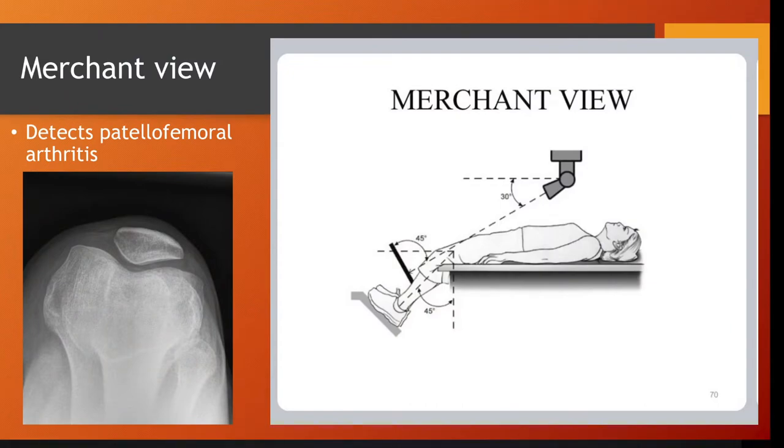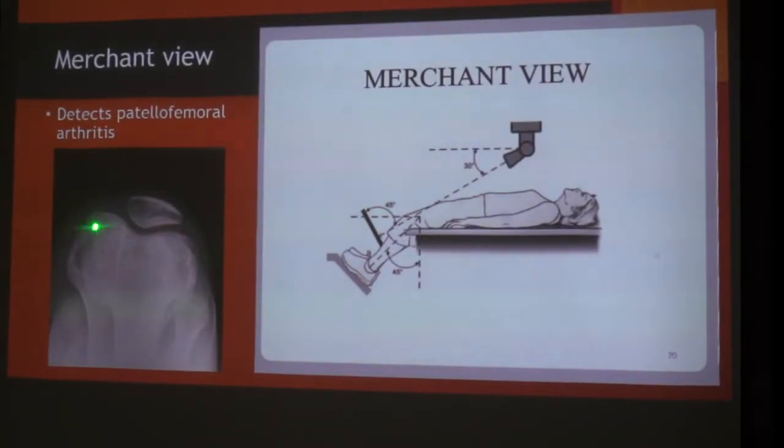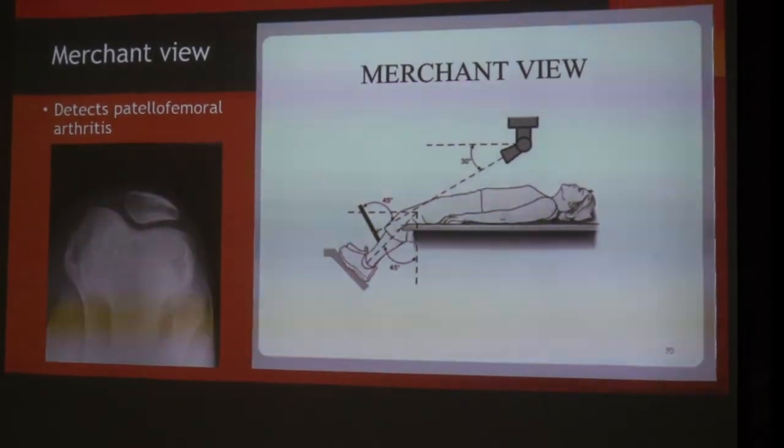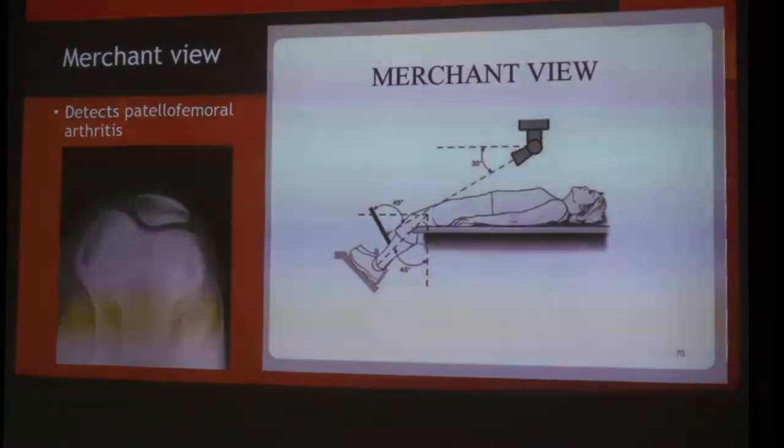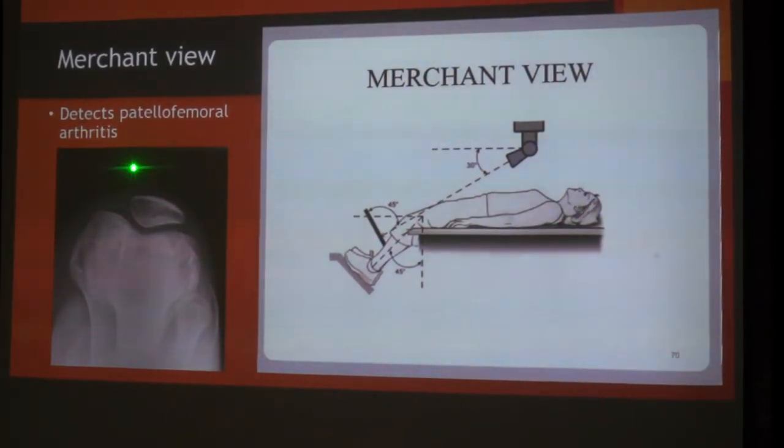Now there is another view, because as standard we go for an anteroposterior and a lateral view, but in the knee joint, other than the tibiofemoral joint, there is the patellofemoral joint. Normally this joint is not seen on an AP and a lateral view. So if you are suspecting osteoarthritis, you should ask the technician to do what is called a merchant view.